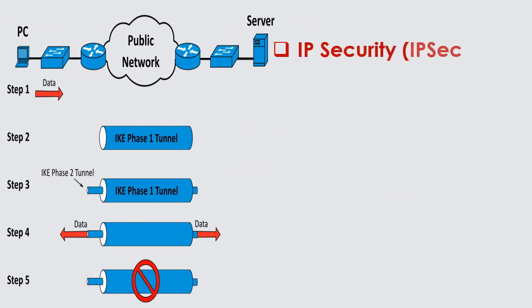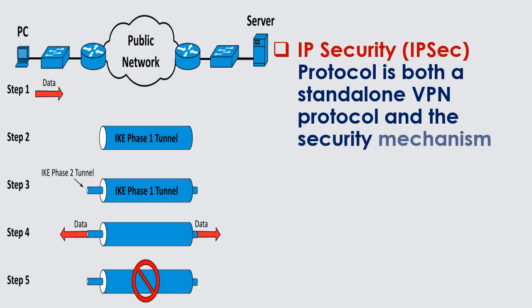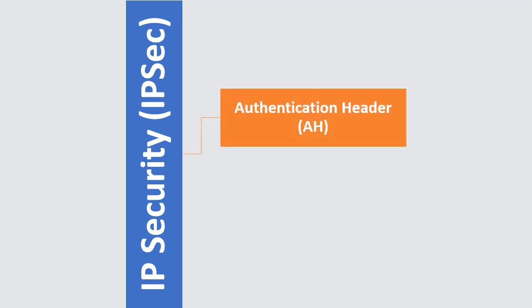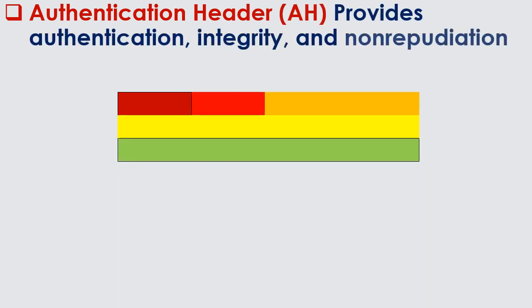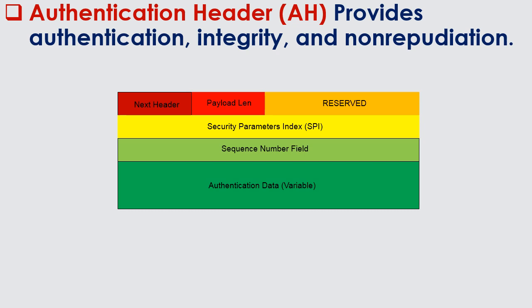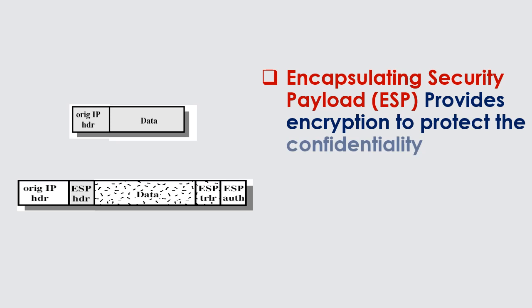IP Security, IPSec, protocol is both a standalone VPN protocol and the security mechanism for L2TP. IP Security, IPSec, has two functions: authentication header, AH, and encapsulating security payload, ESP. Authentication header provides authentication, integrity, and non-repudiation. Encapsulating security payload, ESP, provides encryption to protect the confidentiality of transmitted data.